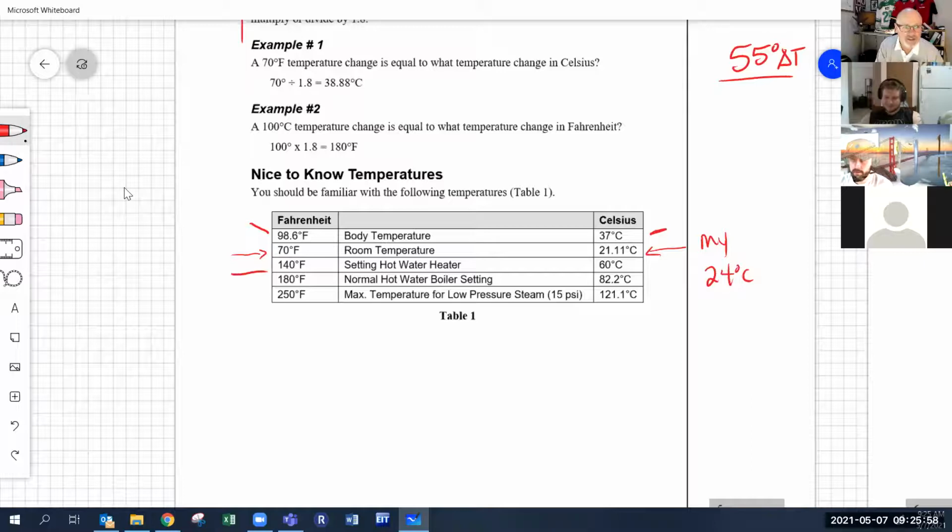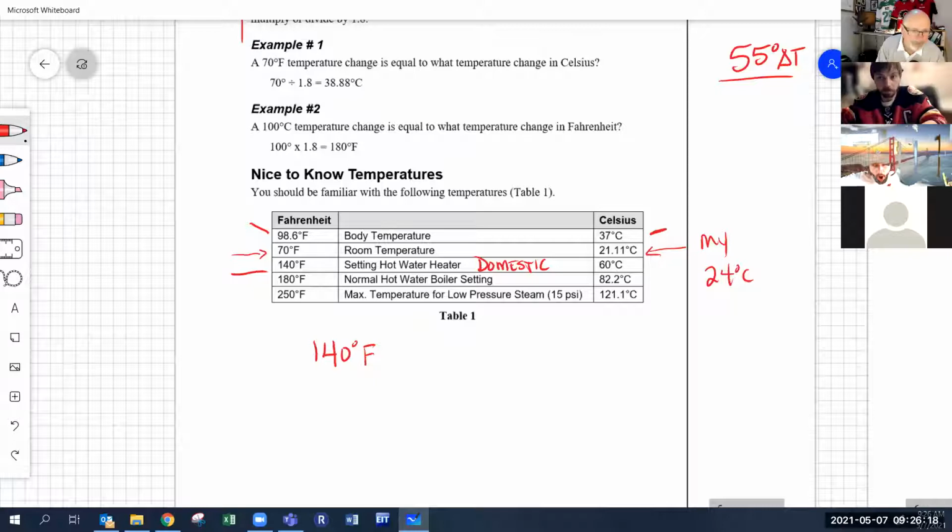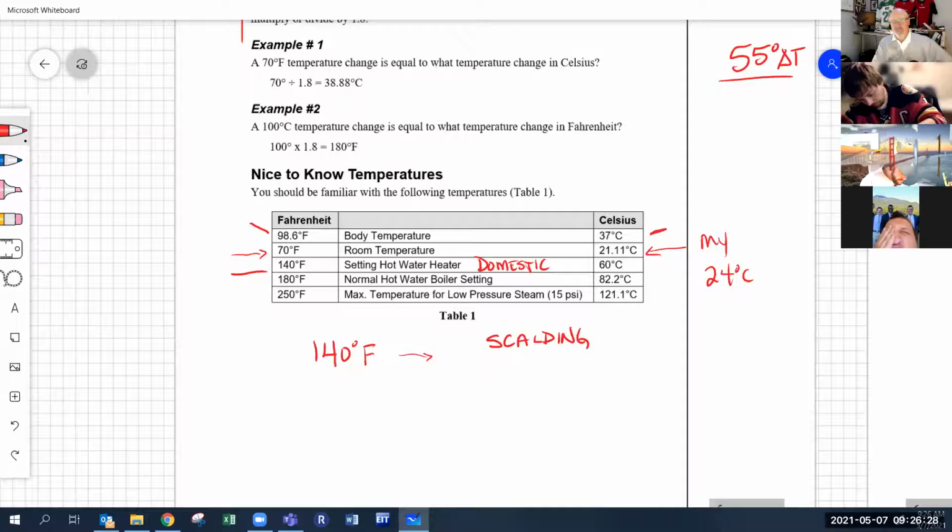Anyways, hot water setting: a typical normal domestic hot water is usually set for 140 degrees Fahrenheit. Does anybody know why we want 140? So you don't burn yourself? Okay, there is a scalding part to this. Now, it's to prevent Legionnaire's disease, isn't it? That's correct. So there is a scalding thing also associated with this.